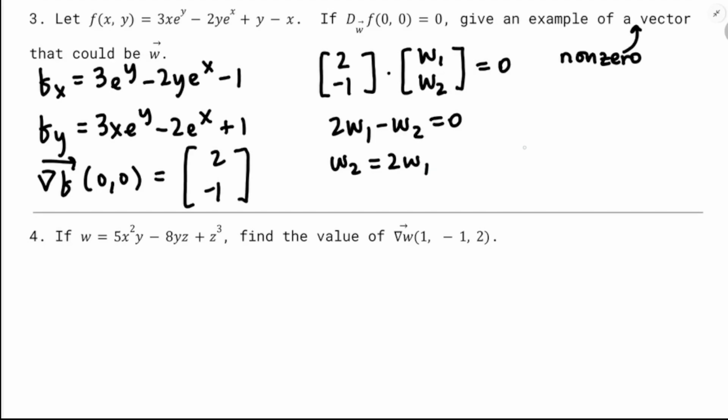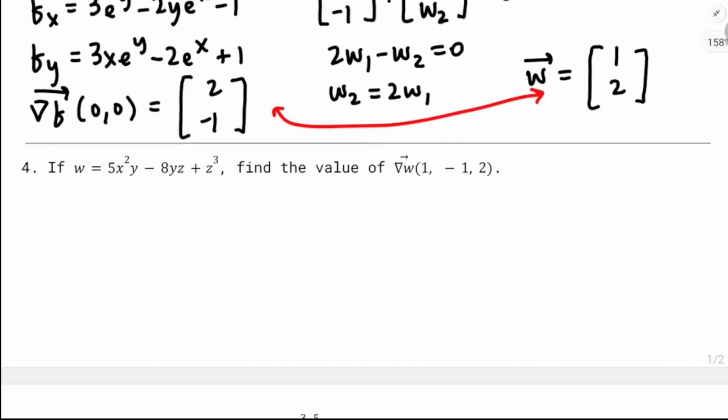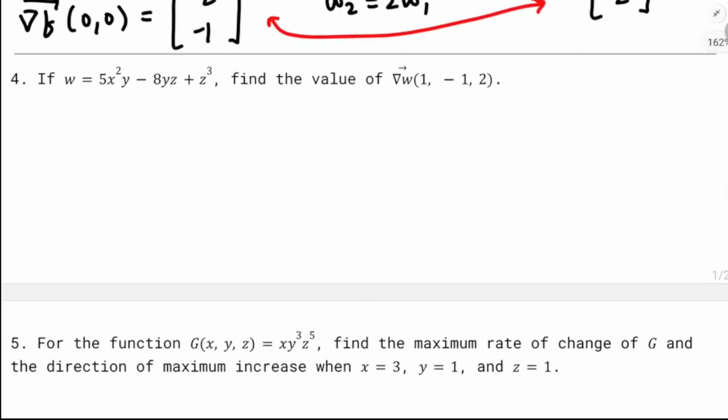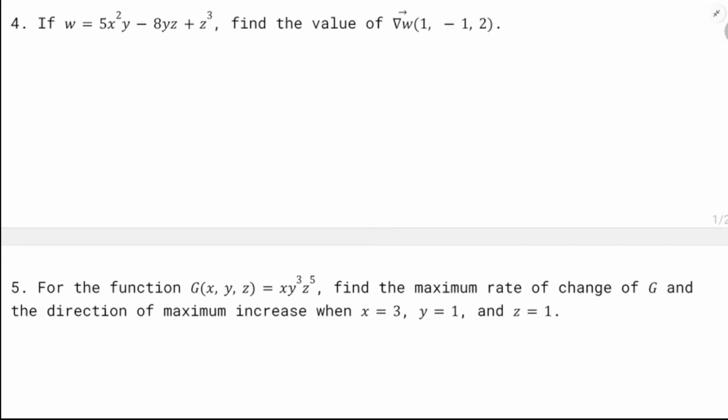And that actually makes a lot of sense. One example for w would be the vector 1 and 2. Right? Because if I dotted that with the gradient vector I'd get 0. And, you know, cutting it down to a unit vector isn't going to change the direction, isn't going to change the orthogonality. It's still going to have dot product 0.